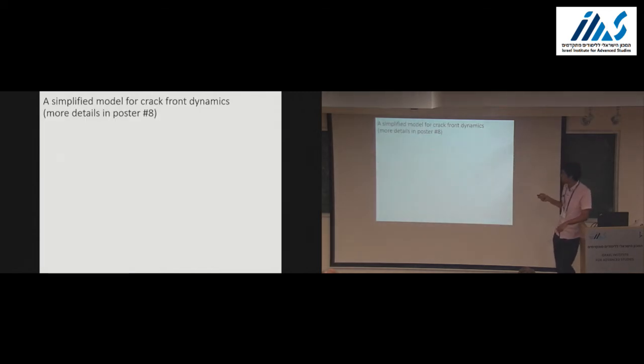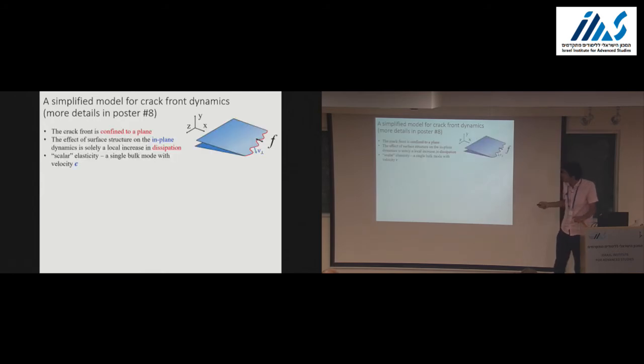So we came up with a simplified model for crack front dynamics. You can see more details in poster 8. In this simplified model, we assume that the crack front is confined to a plane. We take into account the effect of surface structure only as a local increase in dissipation along the fracture plane. And we find the equation of motion for the crack front in the context of scalar elasticity, which is a sort of reduced model where you only have one bulk mode instead of three.